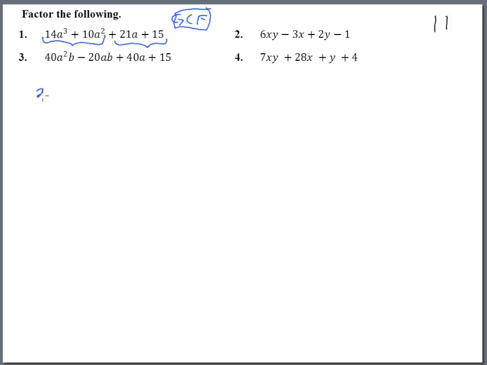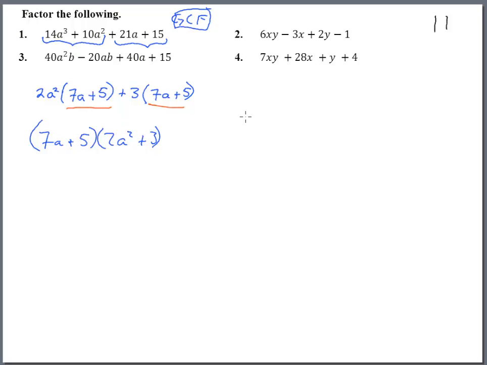It looks like we can take a 2a squared. If we take a 2a squared out, that gives us a 7a plus 5. And on this next one, it looks like we take not an a, but a 3. And it gives us 7a plus 5. And now we see 7a plus 5, if we zoom out, in both sections. So we take the 7a plus 5 out, and we're left with 2a squared plus 3. Or it could go the other way, either one of those.